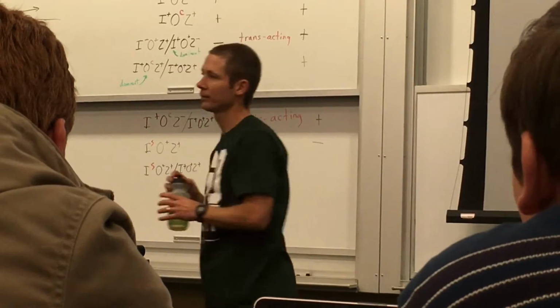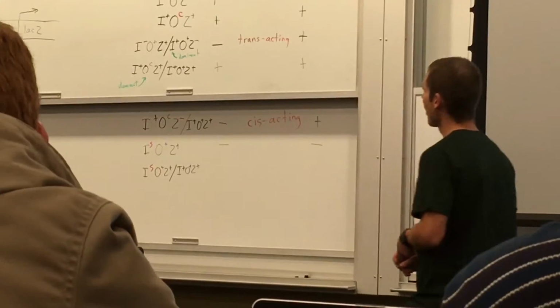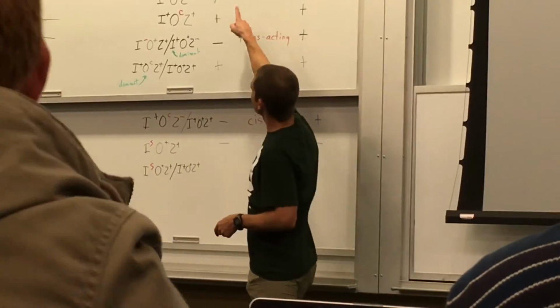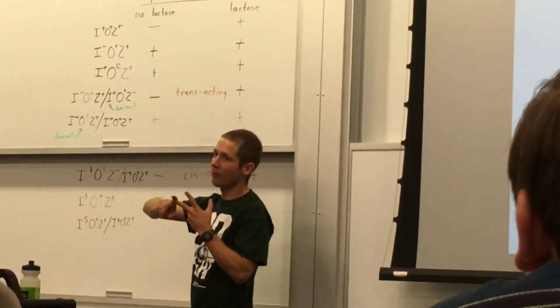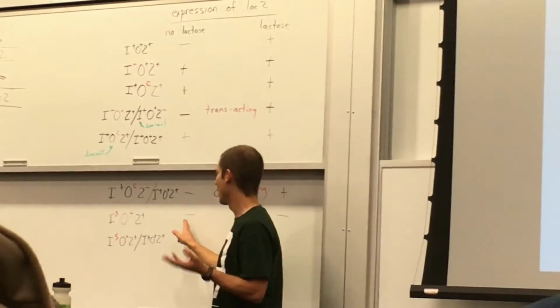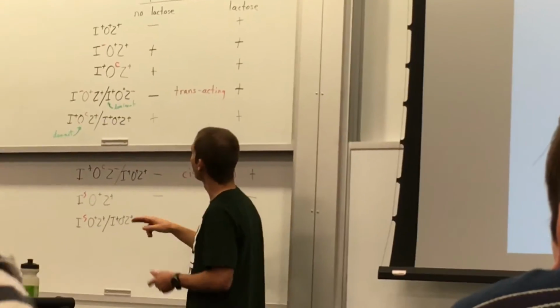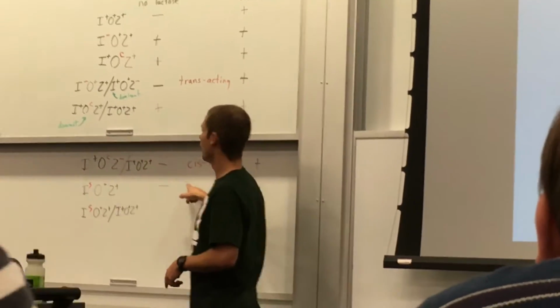I'll look at the text and see which one it was. We really have three possibilities, right? We have normal, which is minus plus. We have constitutive, which is plus plus. And we have repressed, or we could just call it always off, I guess. So regular, always on, or always off.